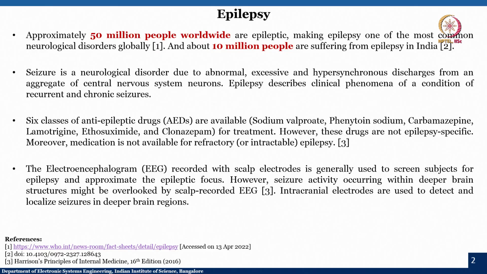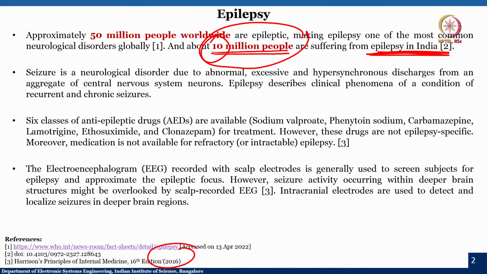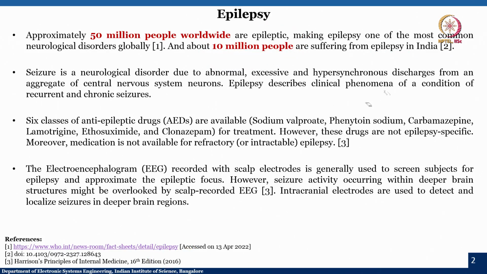If you see the slide, approximately 50 million people worldwide are epileptic, making epilepsy one of the most common neurological disorders, and close to 10 million people are suffering from epilepsy just in our country. Now, this is a low number because the real number would be way more. This data is from 2016 and 2014. The epilepsy data is from 2022, but the data about epilepsy in India is a little bit older. So, my point is that epilepsy increases for several reasons.